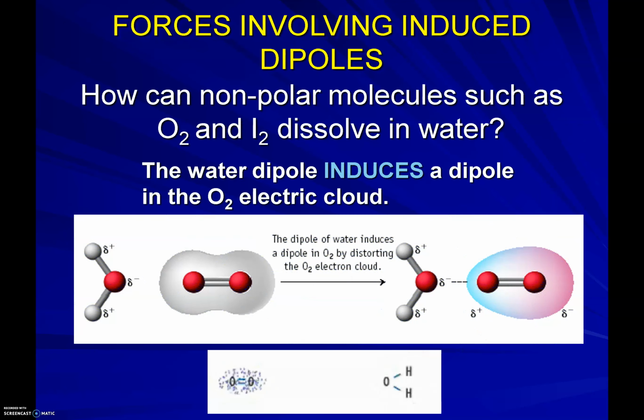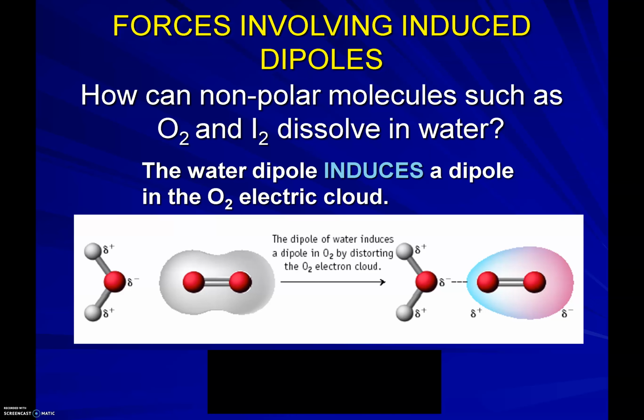On average, the electron cloud of an O2 molecule is distributed symmetrically across the molecule. The molecule is not polar. A water molecule, which is polar, repels the electron cloud, causing it to be asymmetrically distributed and thereby induces a dipole in the O2. This shift allows O2 to be weakly attracted to the water molecule. And so this is called dipole-induced dipole.